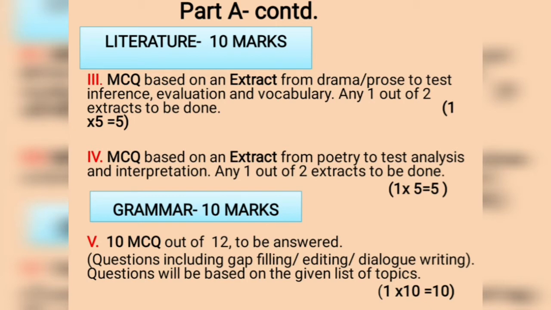Now, moving to literature, 10 marks, question number 3 will be your extract-based question. The extract will be either from drama or prose for 5 marks. There will be 2 extracts, you will be attempting any 1 out of 2. Question 4 is again a multiple choice question based on an extract, but this one is from poetry to test analysis and interpretation. Once again, you have a choice in both the literature questions. You will be answering only 1 out of the given 2 questions. So therein you cover 10 marks of your literature for MCQ.